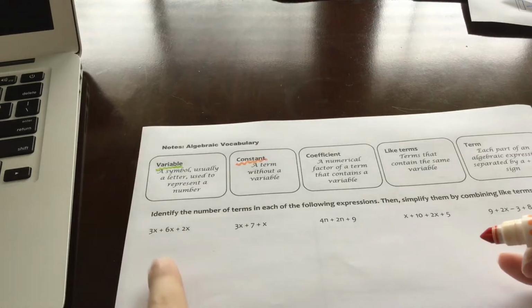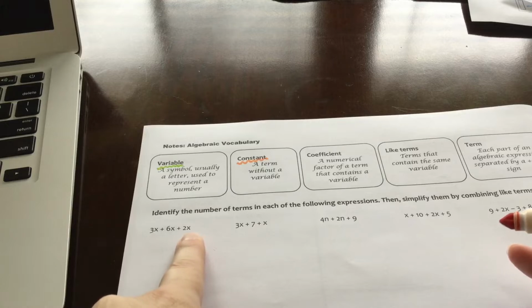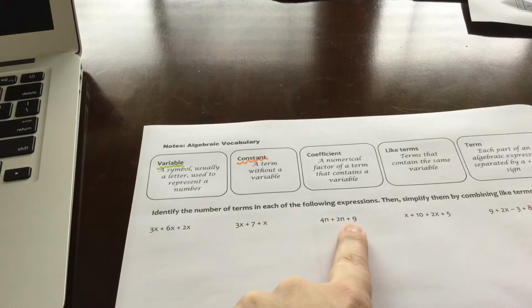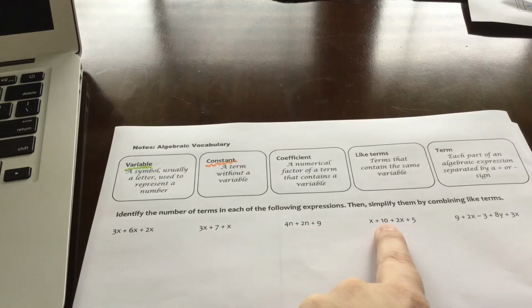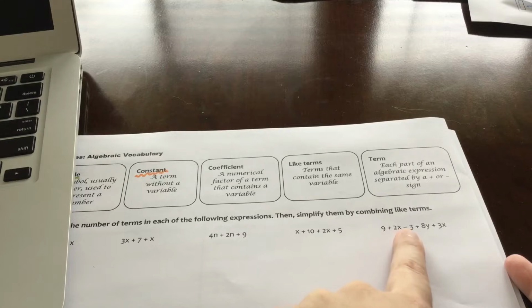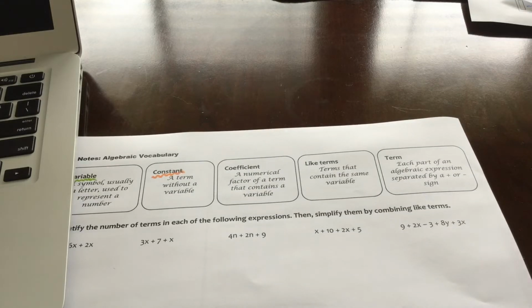For example, there are no constants here. They all have x's. 7, though, is a constant. 9 is a constant. There's no variable with it. 10 and 5 are constant numbers. 9 and 3 are constant numbers as well.